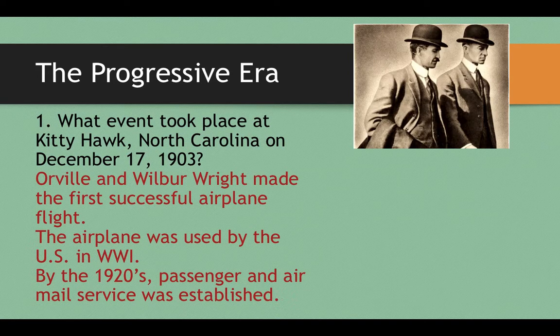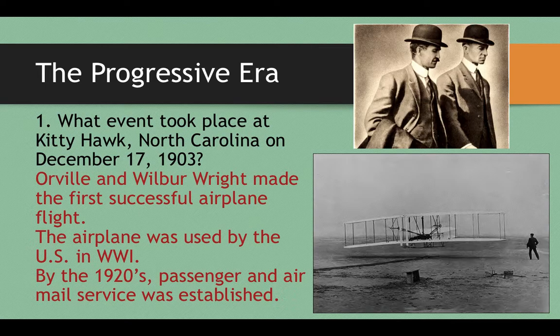So after many years of experimentation and trying, they were finally able to get off the ground. It was on a beach in Kitty Hawk, North Carolina, and the first airplane flight happened, and that was December 17th, 1903. So the United States was first in flight because of the Wright brothers. Now, the airplane was used by the U.S. in World War I, and that's one of the big reasons why our side won that war. And then, of course, by the 1920s, you have airplanes being used for passenger and postal service. You have people now traveling commercially across the country, and that, of course, led to the airline industry that we have today. So huge human accomplishment.